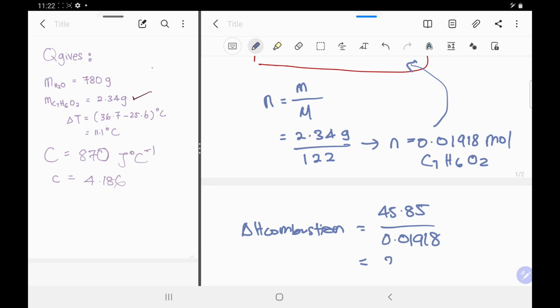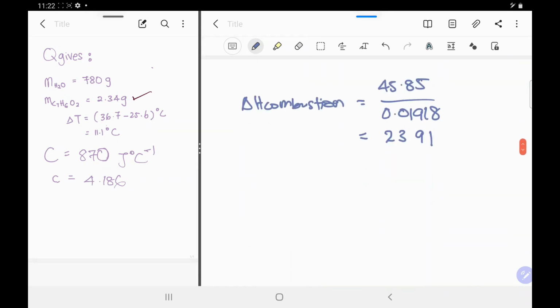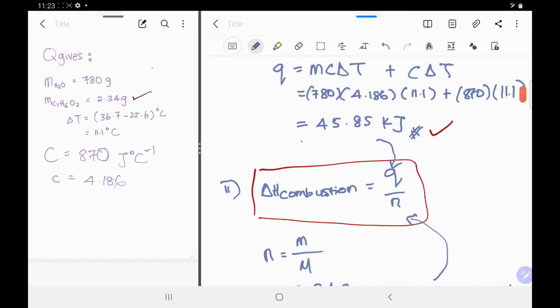So we're gonna get 2391, sorry, 2391 kJ per mole, since this unit is kJ and this one is mole. All right, and that is the answer for part 2 also.